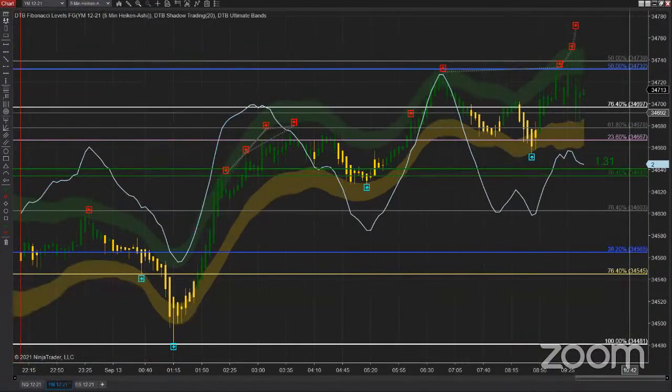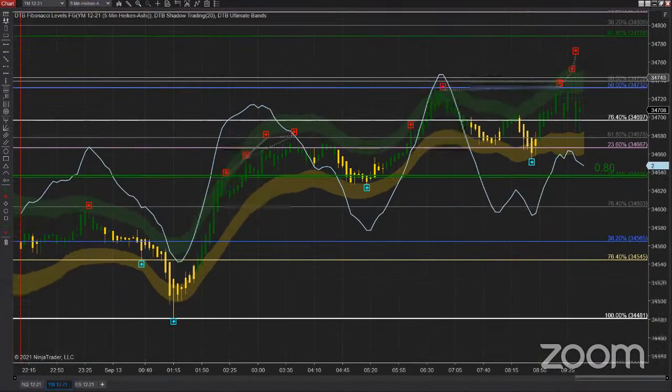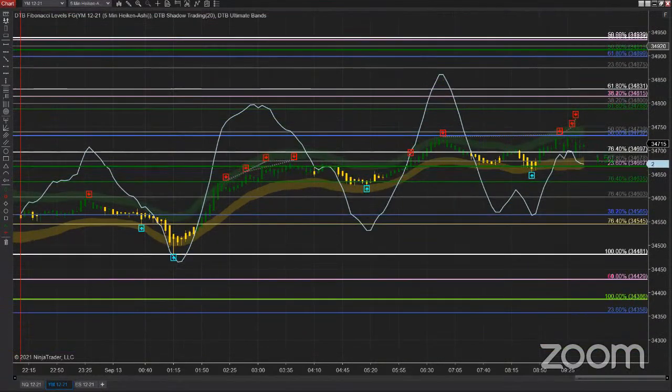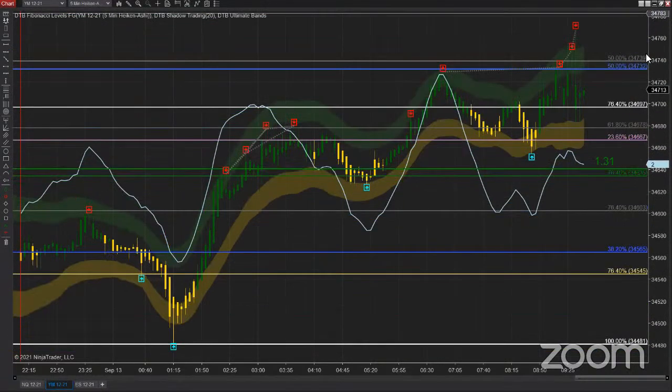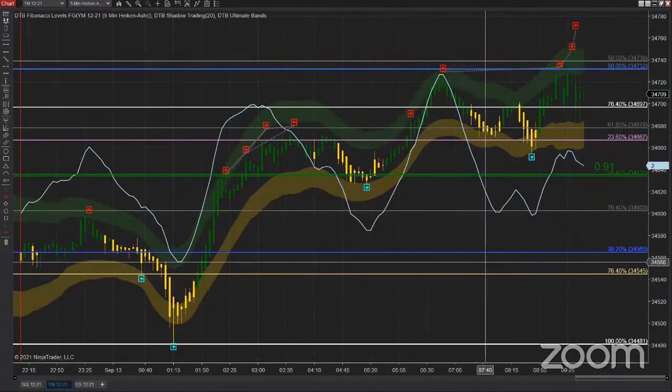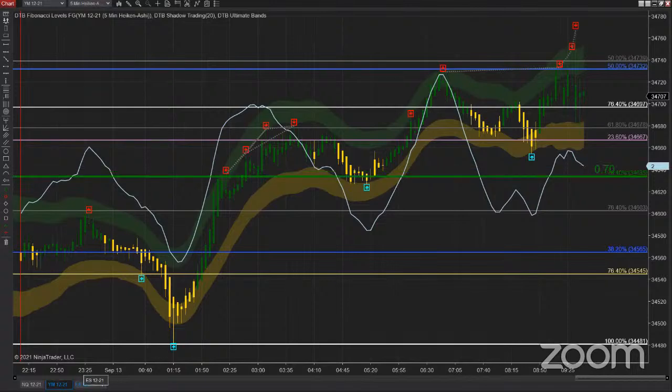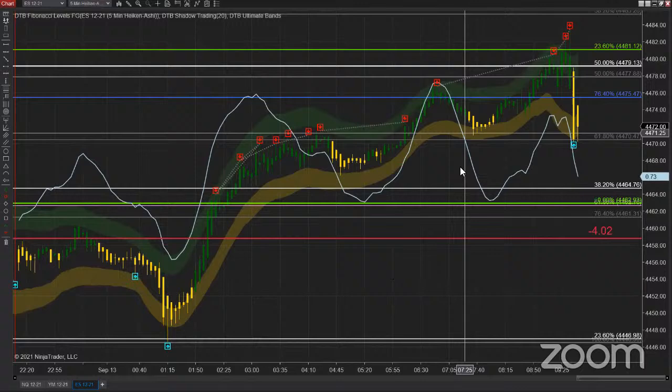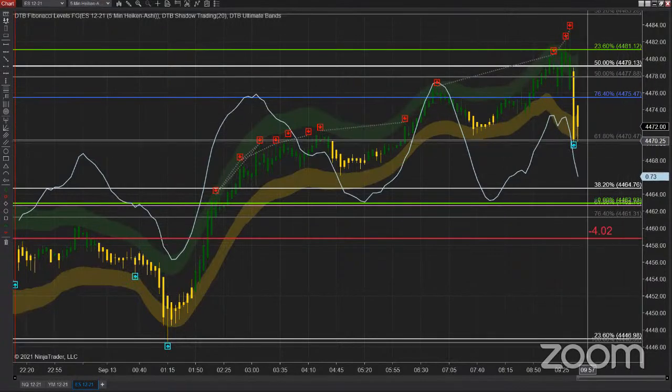On the YM, I've just loaded the same indicators on there. I just haven't got the default settings, but we're seeing the price hover around the 50% on the monthly. I think that's the monthly 50%, and ES up to the 23. So yeah, a bit of reaction around the opening.